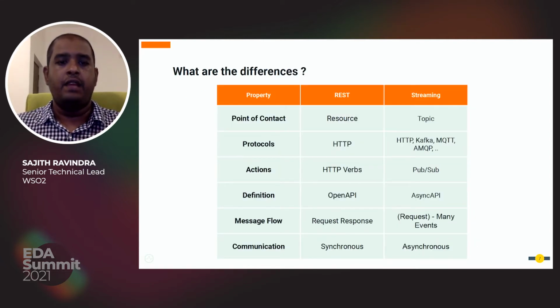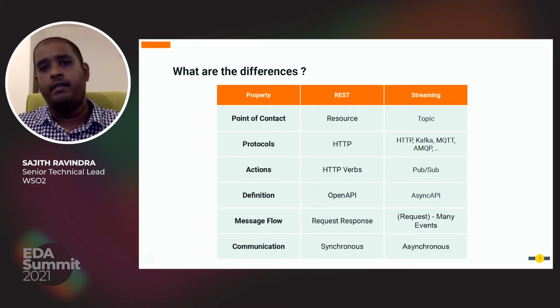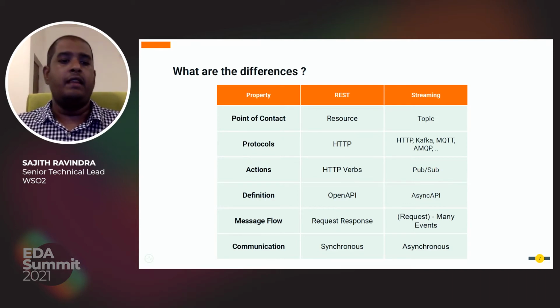So now let's briefly look into the key differences. If we compare the REST world and the streaming world, in the REST world you would invoke a resource in the API, but in the streaming world you would connect to a topic. One of the key differences is that in the REST world there's only one protocol, that is HTTP, right? But in streaming it can be HTTP-based protocols such as WebSockets or SSE, or it can be Kafka, MQTT, AMQP, or something else.